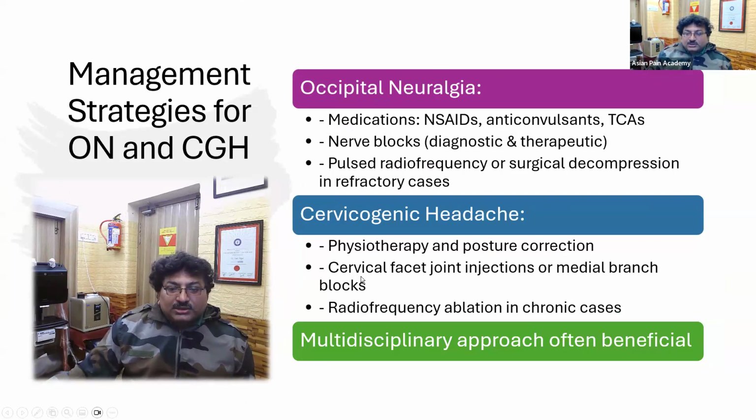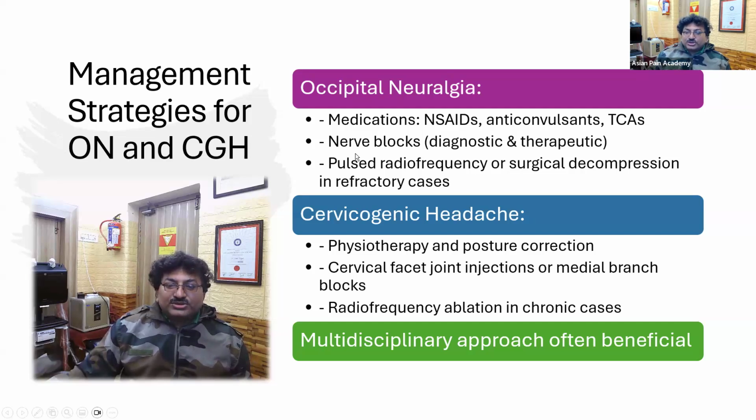Now coming to the management. In occipital neuralgia, the initial part is again conservative, then we can go for the diagnostic and therapeutic occipital nerve block. In previous days, when ultrasound was not there, we used to block the occipital nerve as a much superficial pain, just under the skin after it emerges from the trapezius. So it is in the skin and subcutaneous tissue.